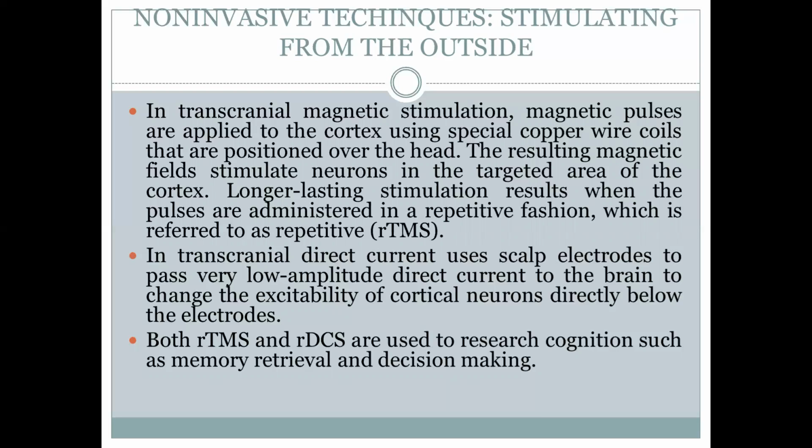Longer lasting stimulation results when the pulses are administered in a repetitive fashion, which is referred to as repetitive TMS, or rTMS. Another procedure called transcranial direct current stimulation, or tDCS, uses scalp electrodes to pass very low amplitude direct current to the brain to change the excitability of cortical neurons directly below the electrodes. Both rTMS and tDCS are being evaluated as research tools in studies of cognition, such as memory retrieval and decision making, and as possible treatment options for a variety of psychological disorders, including post-traumatic stress disorder, or PTSD, and depression, and physical disorders due to suffering a stroke.